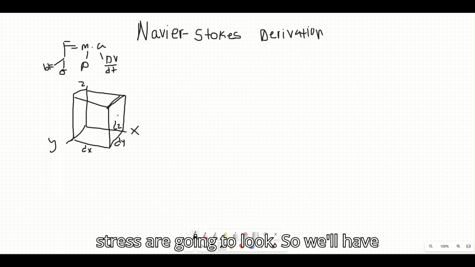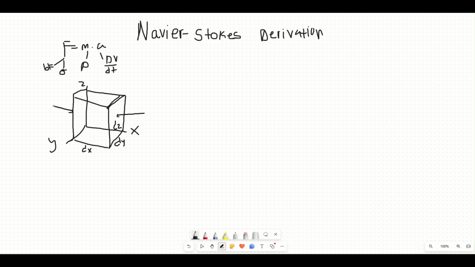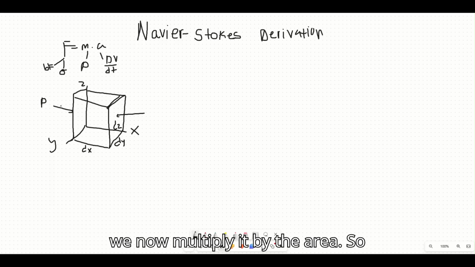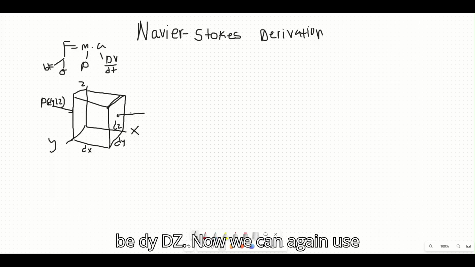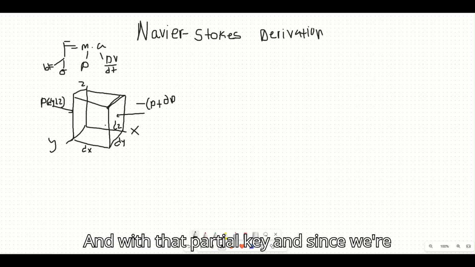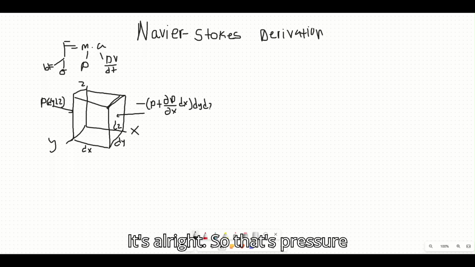So we'll have pressure, which goes inwards at these points. We'll have right here, pressure. And in order to put pressure as a force, we need to multiply it by the area. So the area in this case is going to be dy dz. Now we're going to again use the Taylor series expansion to approximate pressure here, which is negative P plus partial P over partial x, since we're moving in the x direction, times dx, times dy dz.